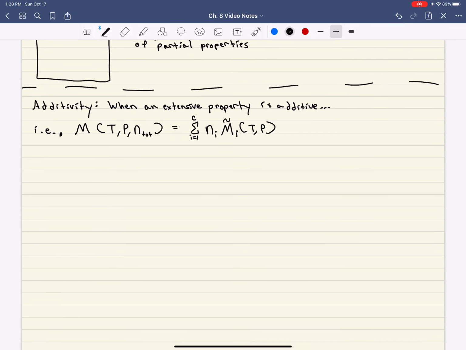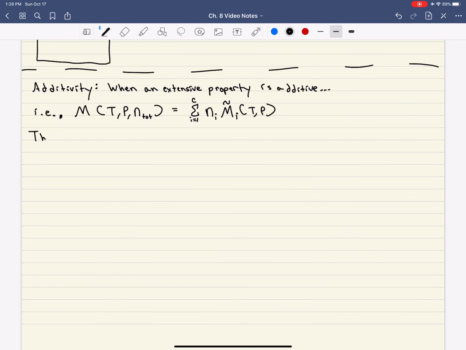And if that's true, then what that means is that our partial molar property for a certain species at some temperature, pressure, and composition is just equal to the molar property of the pure species at some temperature and pressure. So that's the idea there.